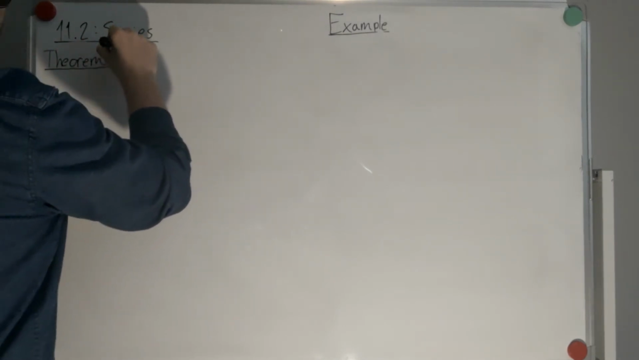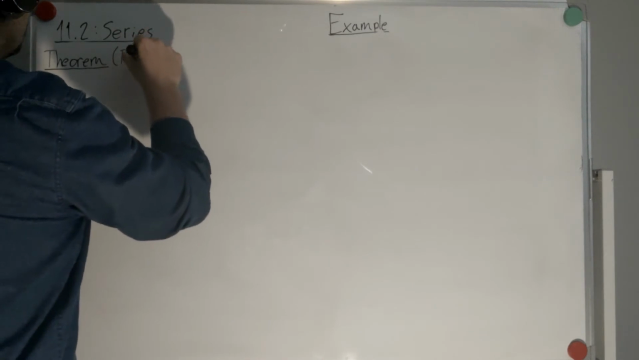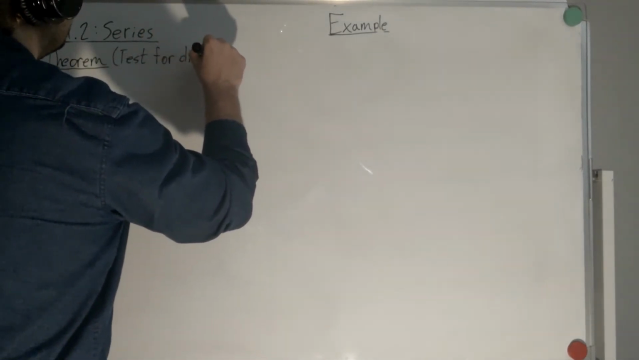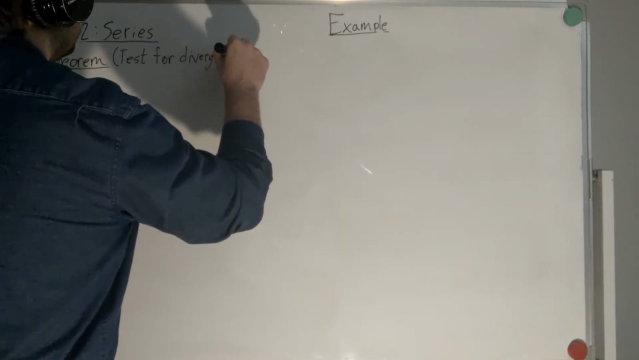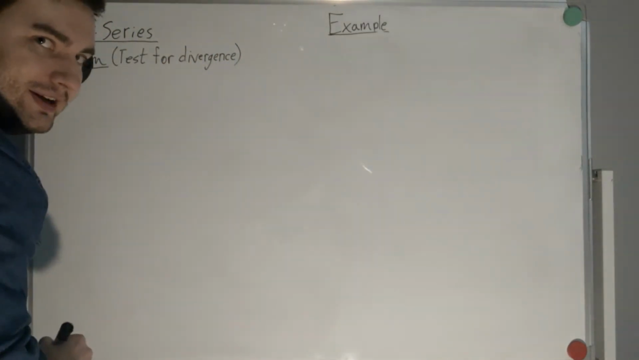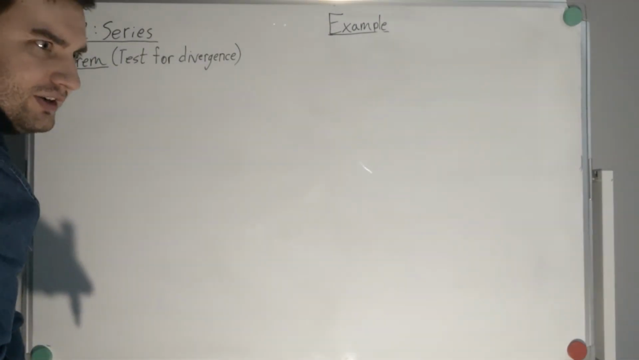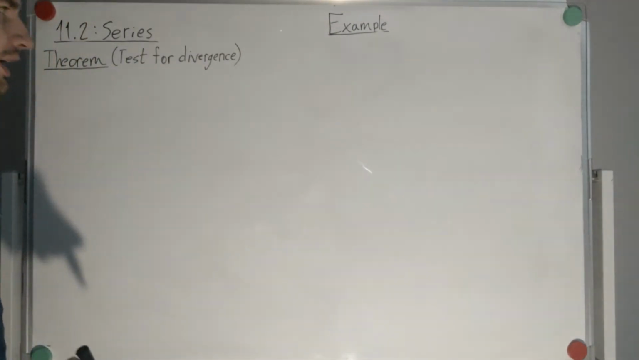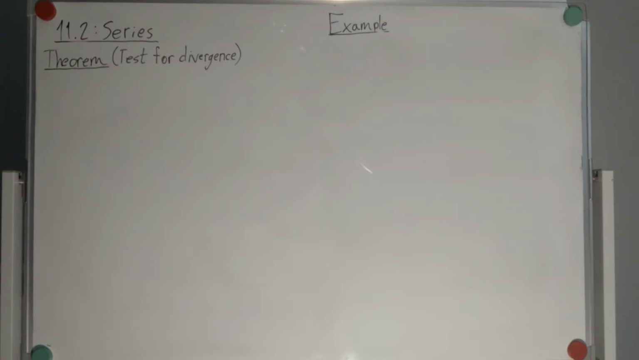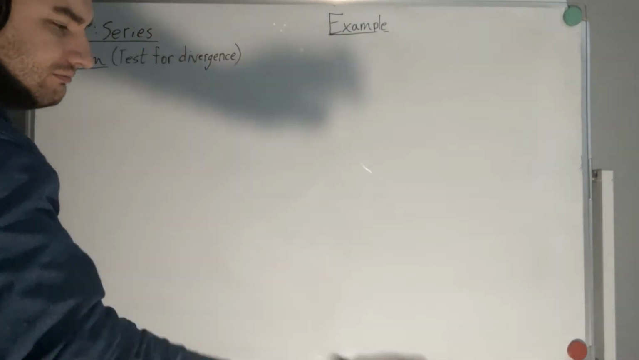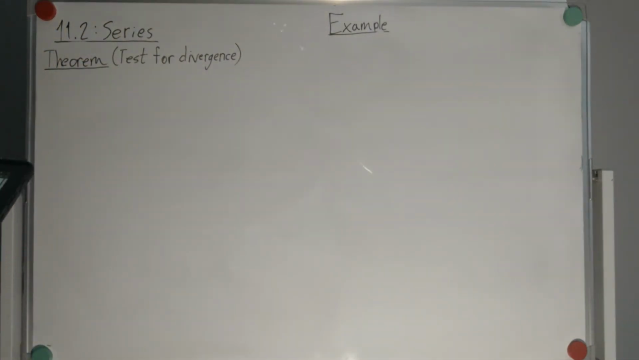So this theorem is called the test for divergence, which I think is a really lame name for it because, you know, all of these tests are tests for divergence. I've also heard of it called the nth term test and the general term test, but yeah, this book calls it just test for divergence. Here's how it goes.